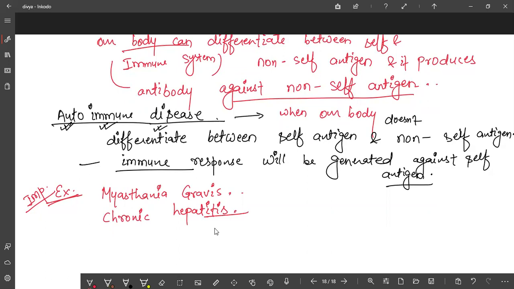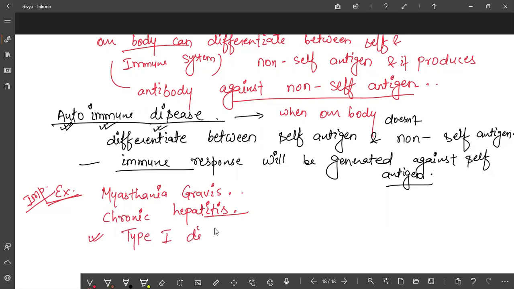Hepatitis. And diabetes, there are two types of diabetes, type 1 diabetes and type 2 diabetes. Type 1 diabetes is called insulin dependent diabetes. It is juvenile onset diabetes, which generally occurs in a person below 20 years of age. So that is called type 1 diabetes.